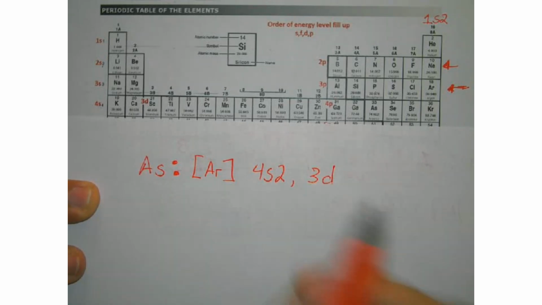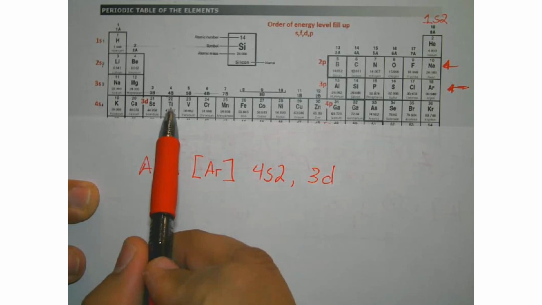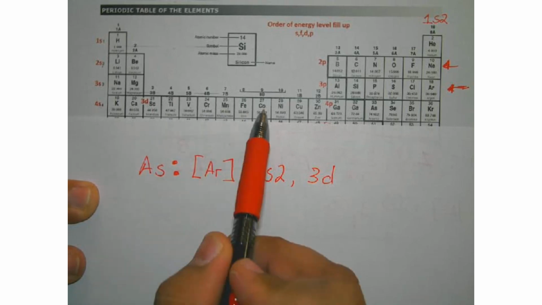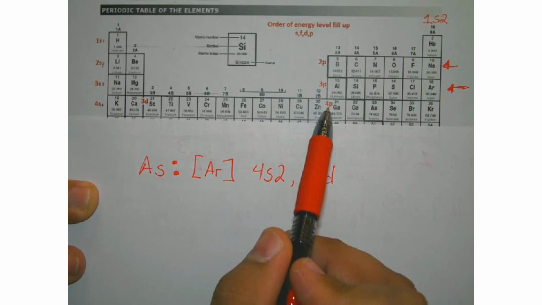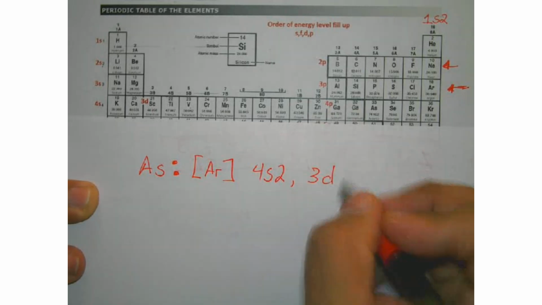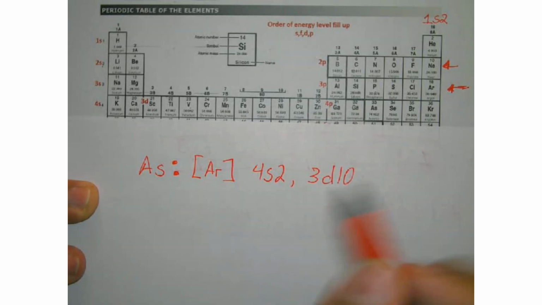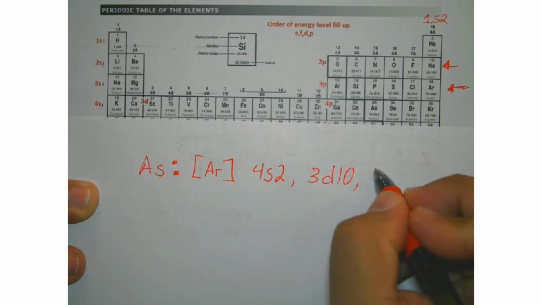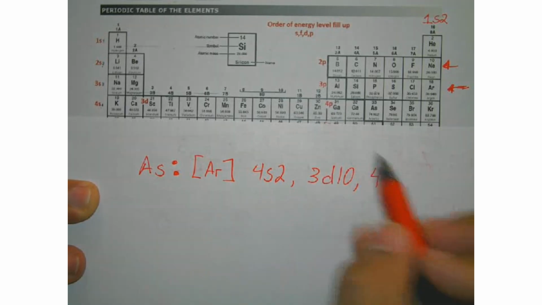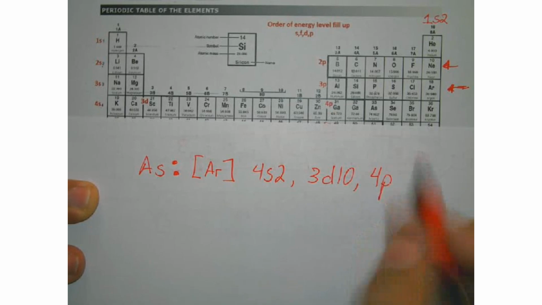Well, how many do we go through? 1, 2, 3, 4, 5, 6, 7, 8, 9, 10. Then I stop because now it's 4p, right? So we go through 10 3d's, and now we're at 4p. 4p is where we actually find arsenic. Where's arsenic? 1, 2, 3. He's the third one. Okay? So this is the noble gas configuration for arsenic.